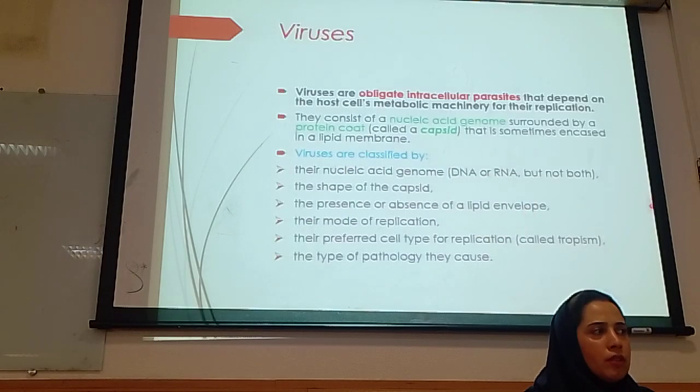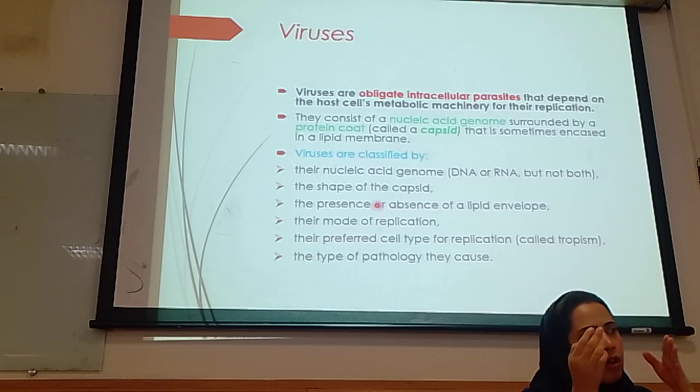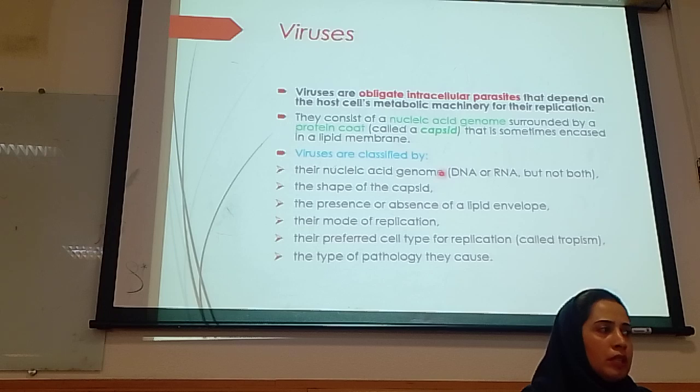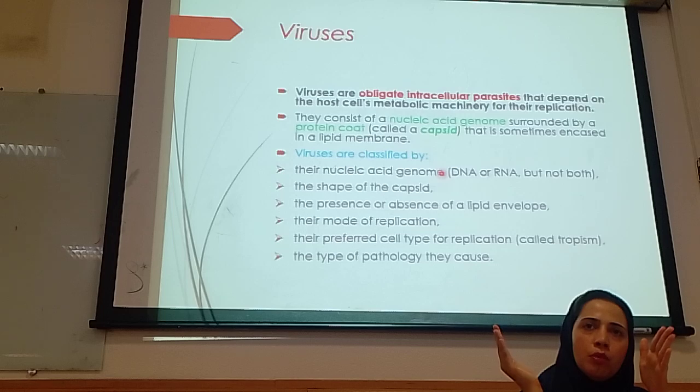Different types of viruses are classified by, for example, the type of their genome. For example, DNA virus, RNA virus, sometimes by the shape of the capsid, sometimes by presence or absence of a lipid envelope, and the preferred cell type for replication called tropism. What is tropism? Movement towards sun. Each virus prefers to proliferate in a special type of cells.